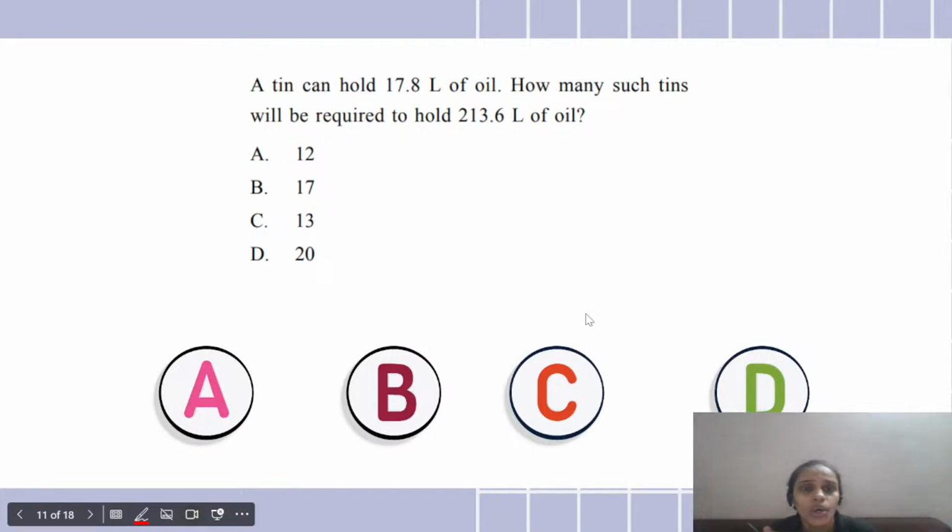A tin can hold 17.8 liter of oil. How many such tins will be required to hold 213.6 liter of oil?